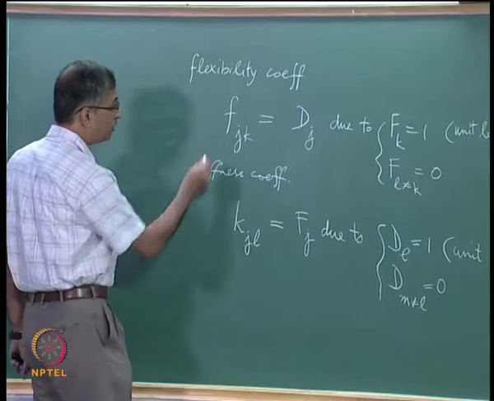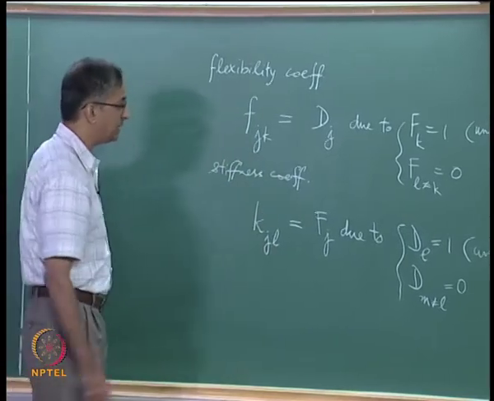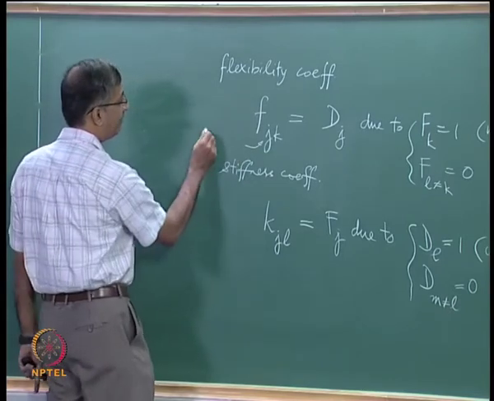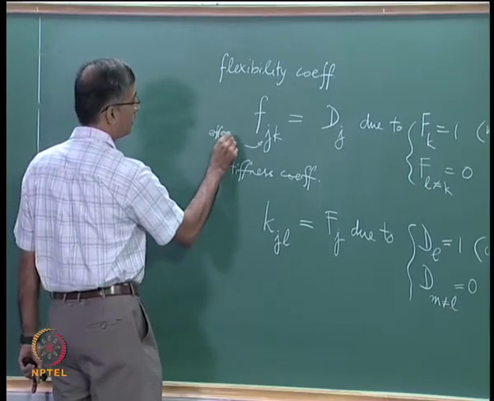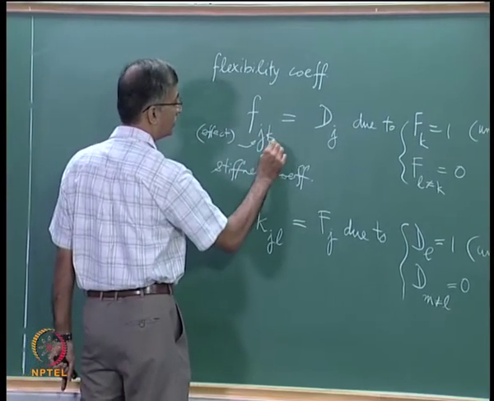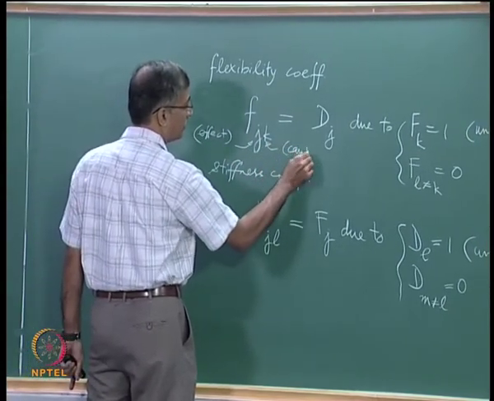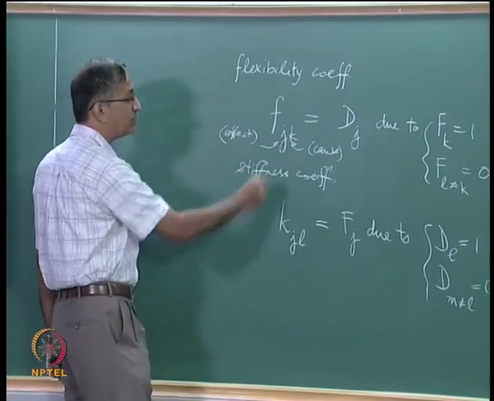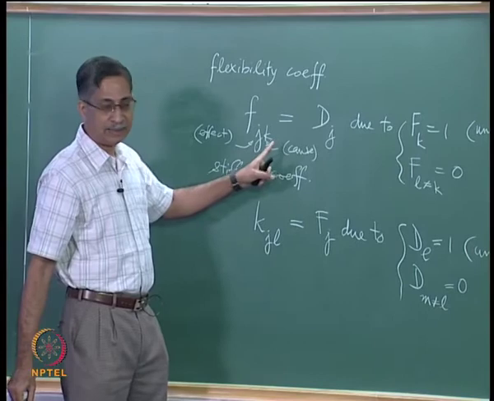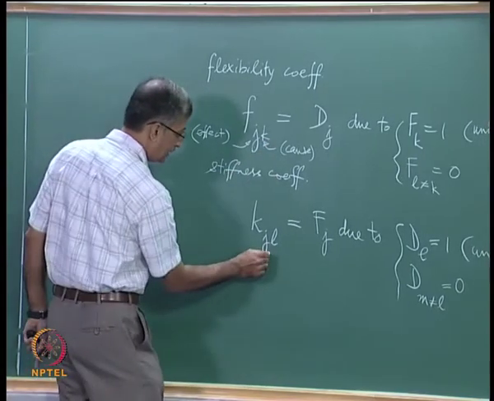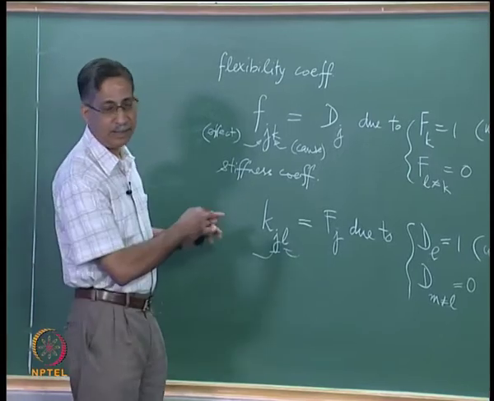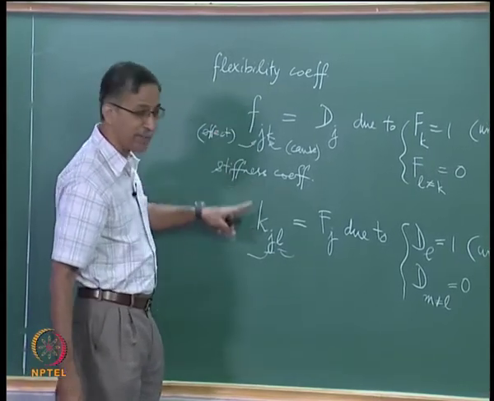The important point to note in all these notations is, this is the effect, this is related to the effect and this is related to the cause. You get this displacement because you applied a unit load here. Similarly here, this is the effect and this is the cause. Is it clear?